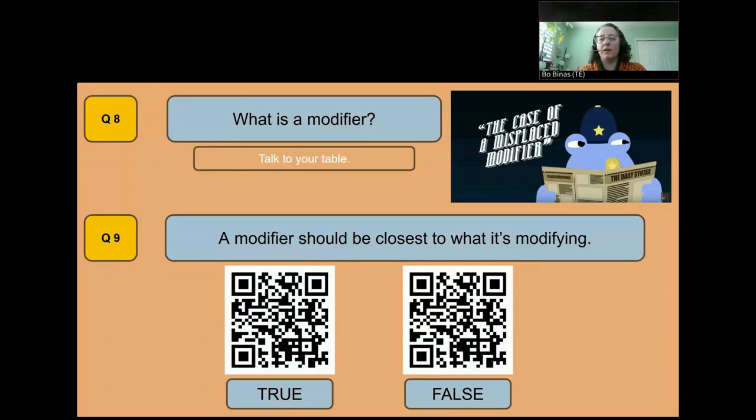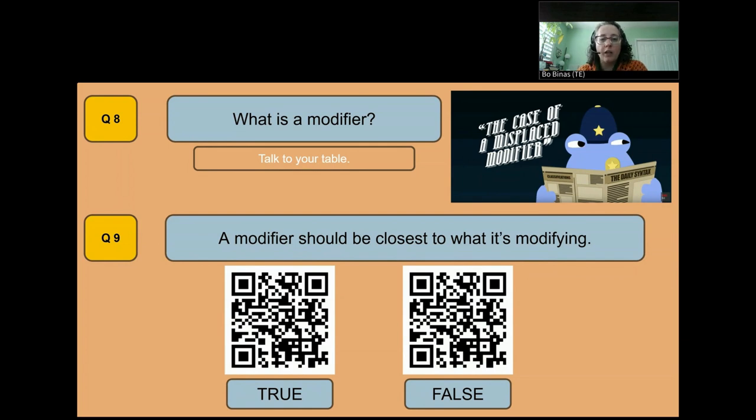So someone from every table tell the room, what is a modifier? So let's put it in the room chat. What is a modifier? There we go. Words, phrases, and clauses that add information about other parts of a sentence. Very good. Okay, so now question number 9.